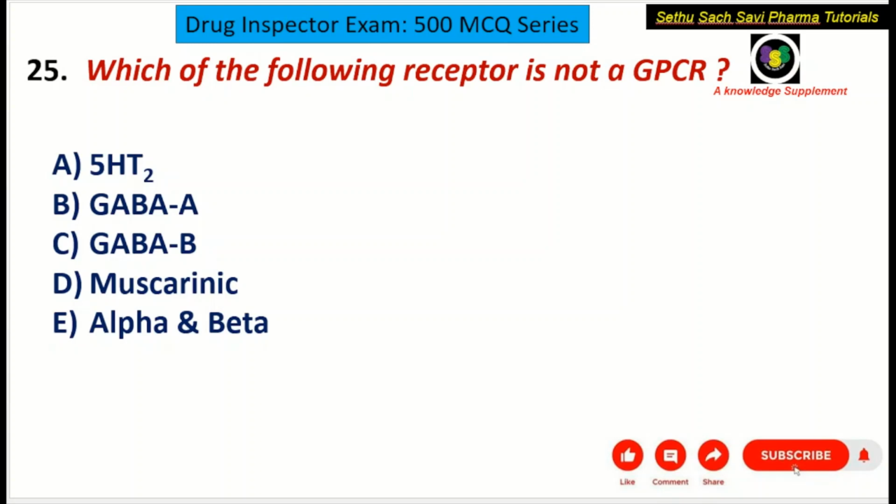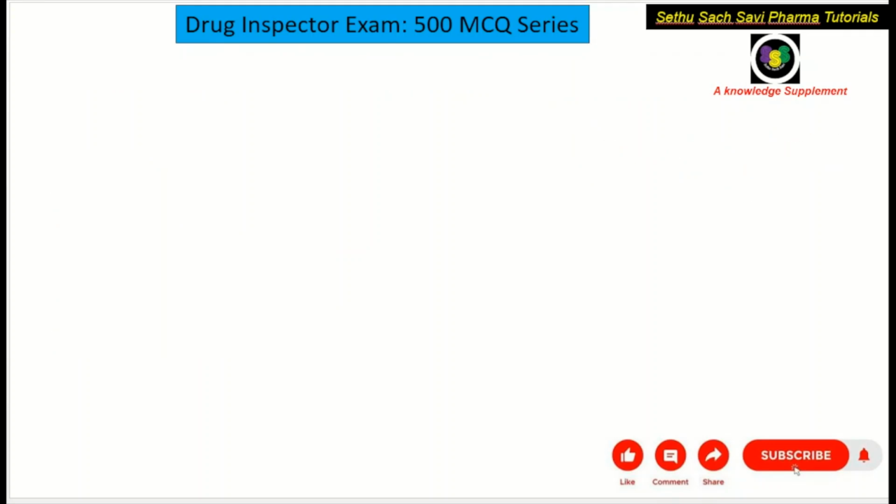Now coming to the last question of the day: which of the following receptors is not a GPCR? A choice 5-HT2, B choice GABA A, C GABA B, D choice muscarinic, E choice alpha and beta. So we know GPCR is G protein coupled receptor. Now you need to understand two things. The most abundant receptor is the G protein coupled receptor.